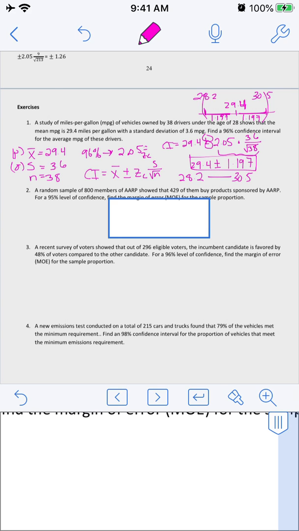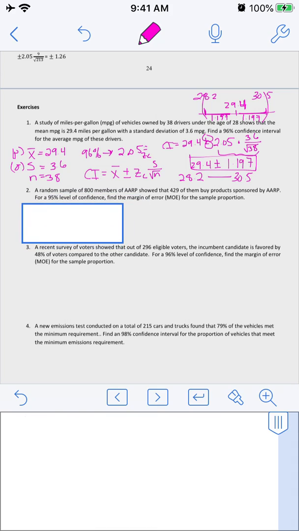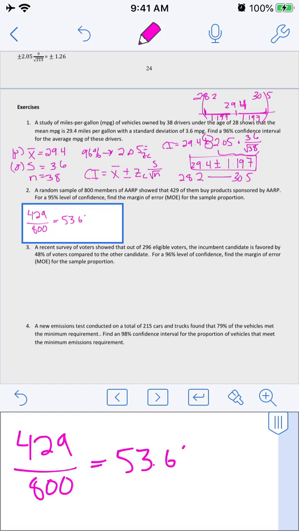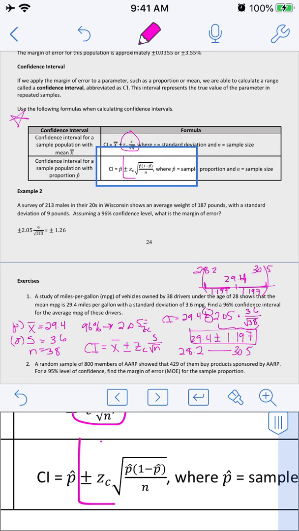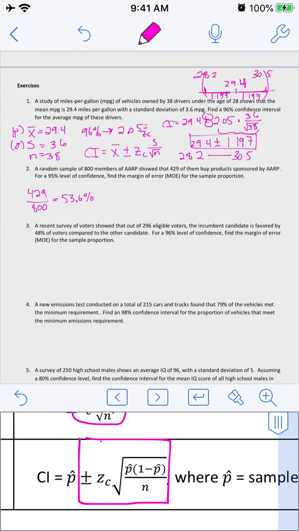So let's calculate a percent first. Let's figure out what that actually means: 429 out of the 800. Well, 429 out of 800, that's 53.6%. Well, that's not an average either. That's a percent. Luckily, we have a percent version of this equation as well. So this is the percent version of the confidence interval. We're going to take the back half of it. That's going to be our MOE.